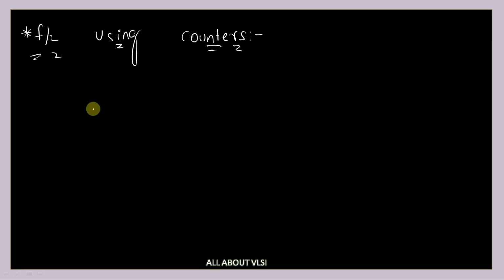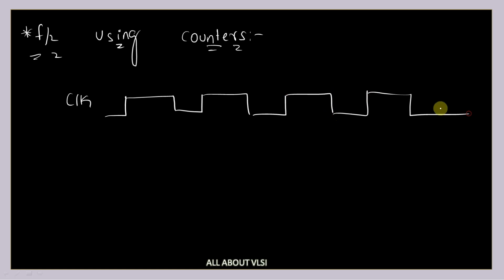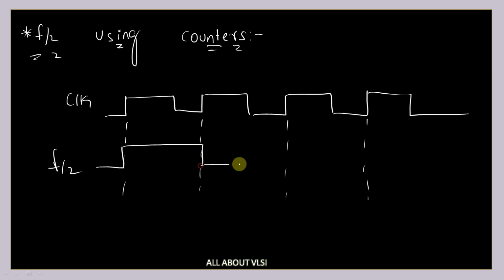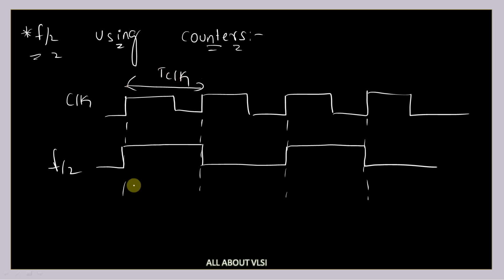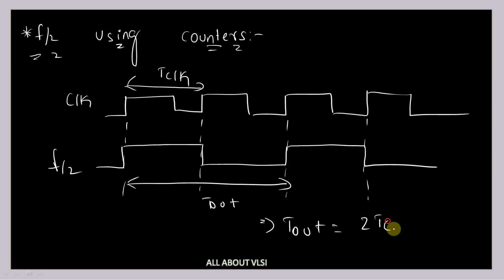Now, how is your frequency division by 2 going to look? Let's say this is your clock, this is your clock pulse. It is going to look like this. And we are going to have an output which is our frequency division by 2. It will become 1 here, and up to this cycle it will be 1, then 0, 1, 0. Let's say this is your time period T clock and this is your output time period T out. You can see the relation: T out is equal to 2 times T clock.